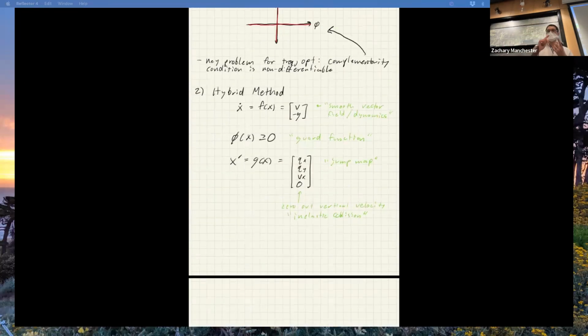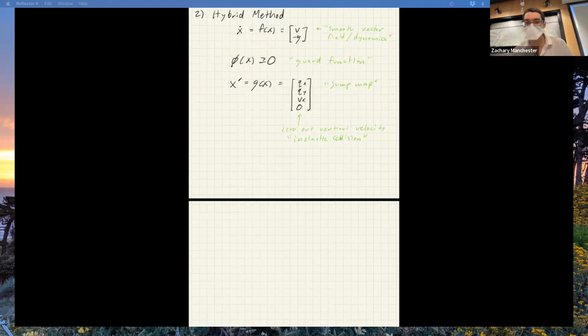So you have your smooth dynamics, your guard function, and your jump map. You stick these things together, and the simulation loop would look something like this in pseudocode. You do some kind of while loop while t is less than, say, t final. If you're not violating your guard condition here, then you just do your usual thing. You integrate your ODE. And you can use any integrator you want for this. RK4 is fine.